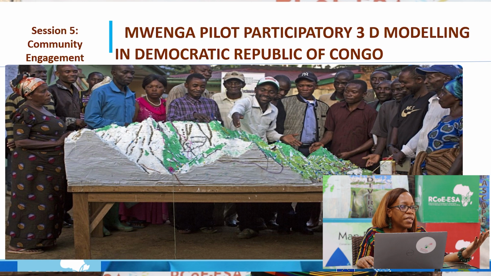So this is a case study that was done in DRC Congo. It was a pilot participatory 3D modeling in a place called Mwenga. You can see that beautiful map, and you can see how engaging it is, how excited they are. You can see that it is involving everyone, women, men, and I can see also some youth.